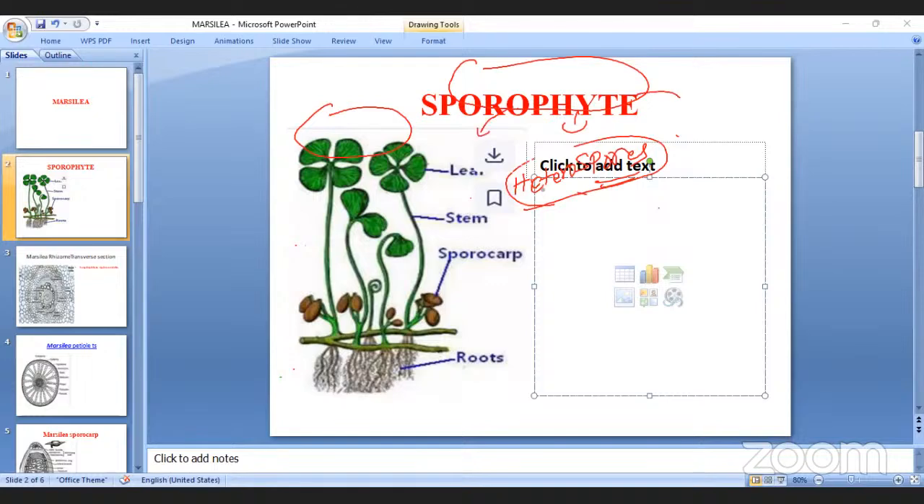Inside the sporocarp, two sporangia, that is macro and micro. From the megasporangia, megaspores; from the microsporangia, microspores. So these two are considered a heterosporous condition. This is called the heterosporous condition. Let's see this in the diagram, in longitudinal section.